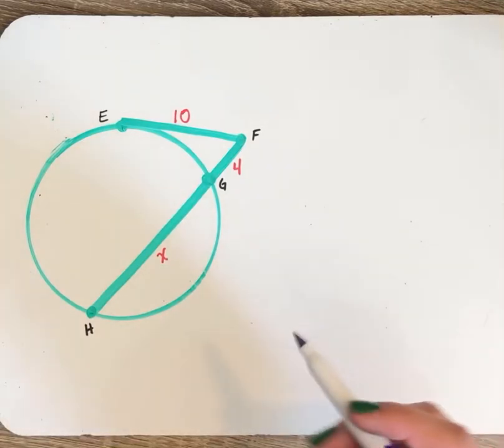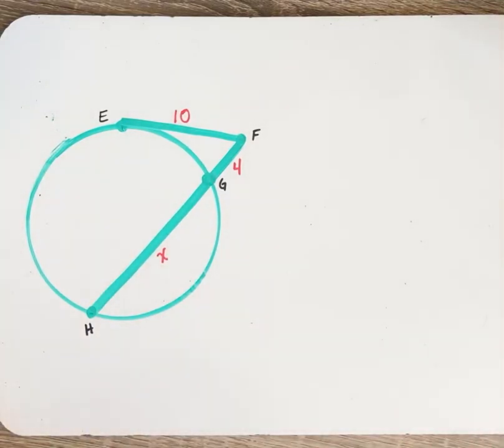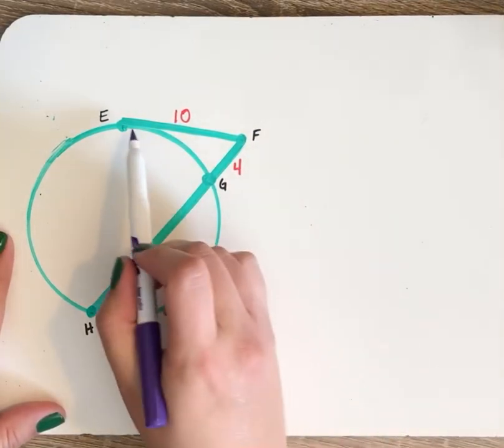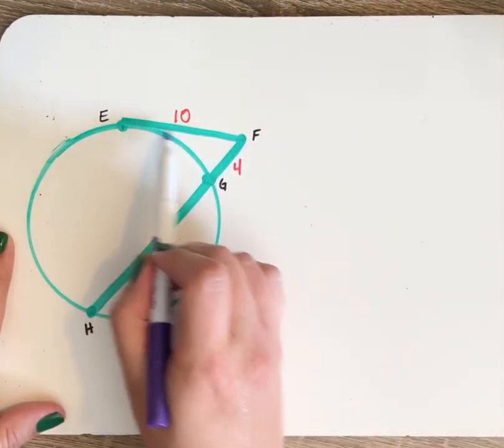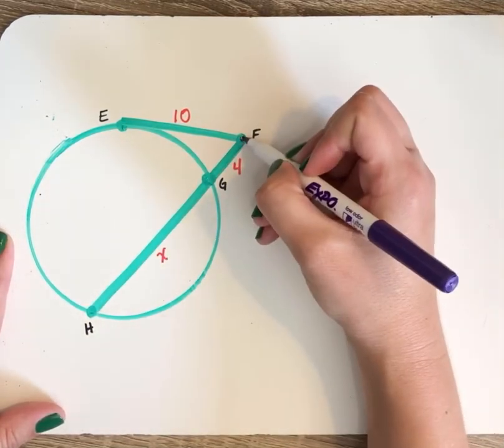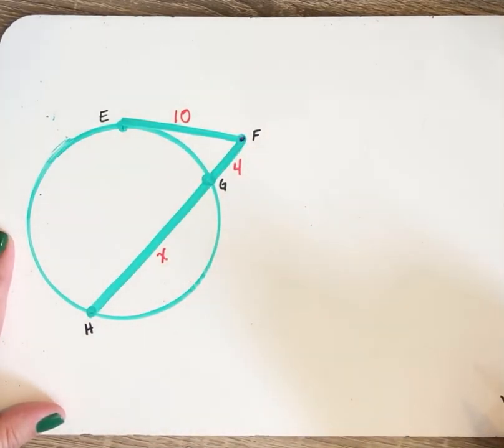So this situation is very similar to what we were looking at yesterday. In that previous lesson, we had two secants that were intersecting each other outside the circle. Here we have a tangent, EF is tangent to the circle, and a secant, HF, that are meeting out here at a point outside the circle.